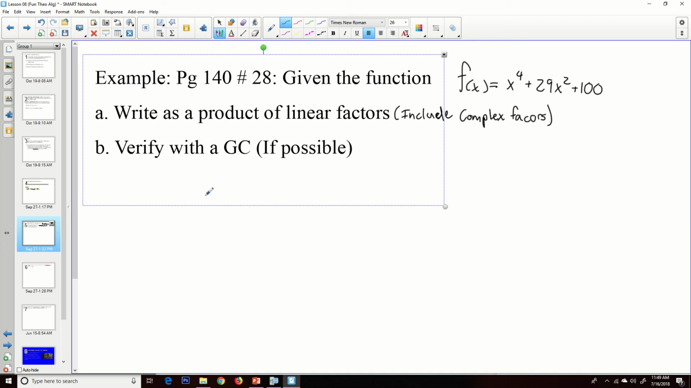And then we're going to verify with the graphing calculator if possible, though we won't be able to do our complex factors with the graphing calculator if they come up. So we'll see how we get there. I'm looking at x to the fourth plus 29x squared plus 100. Now, we're going to set this equal to 0 so that we can find the factors. We're going to find the zeros and then write it as factors. But I look at this and I see something that is of quadratic form.